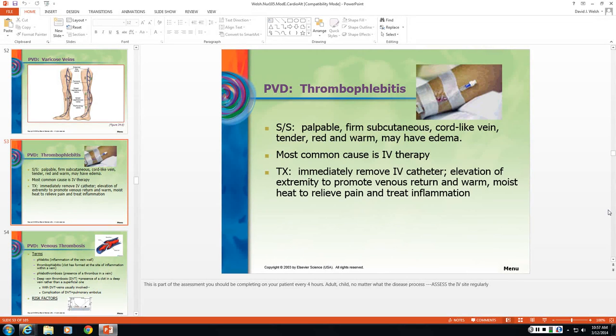Now, you want to keep checking those IVs, okay? This is part of your assessment you need to be completing every 4 hours. No matter what the disease process, you want to assess the IV site regularly.